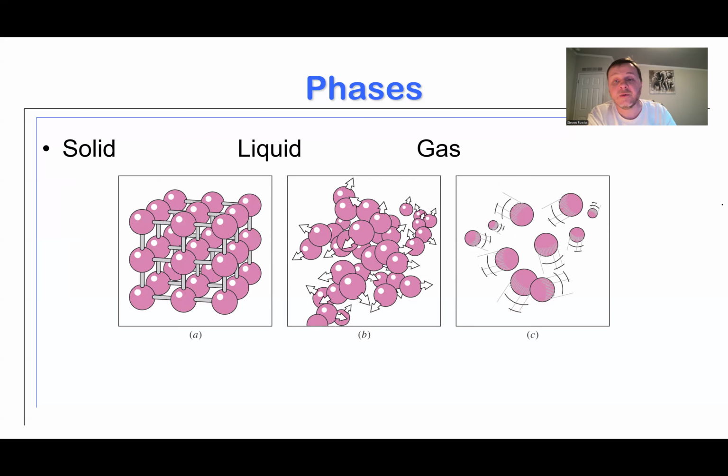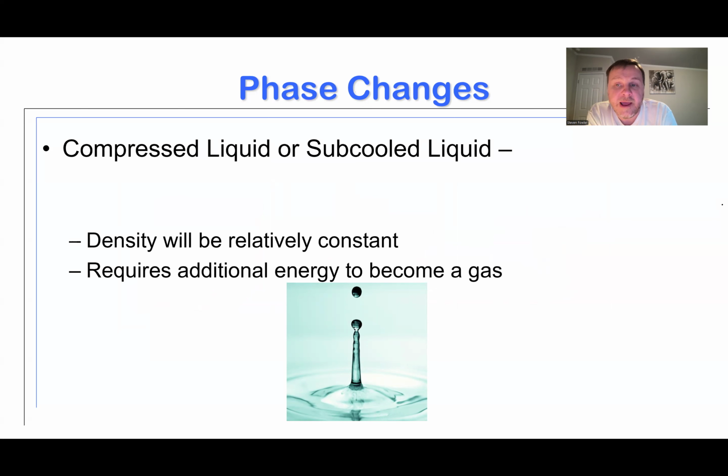It's a diagram similar to what you would find in the textbook. Again, in the solid form, just assume that they're kind of bound up together into a repeatable crystalline structure. In the liquid form, they just clump together. They stay together. In the gaseous form, they can move randomly about. Now, we're going to add some additional adjectives to some of these phases here. All right, so an adjective we would add to liquid is compressed liquid.